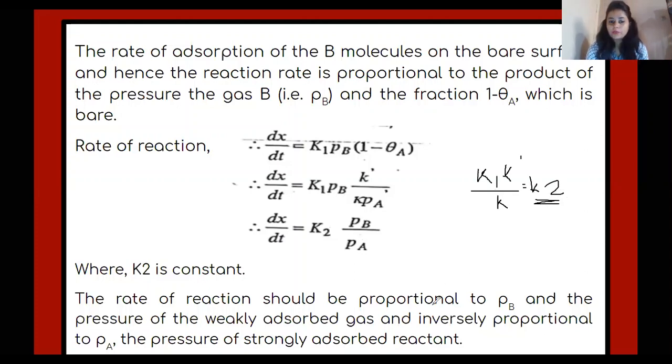So the rate of reaction will be directly proportional to the pressure of B, which is the weakly adsorbed gas, and inversely proportional to the pressure of A, which is the strongly adsorbed gas. So retardation reactions can be understood in a much simpler manner. If one of the gases has been strongly adsorbed, the rate will be inversely proportional to its pressure. Why? Because a lot of pressure has to be applied to the gas which was weakly adsorbed.